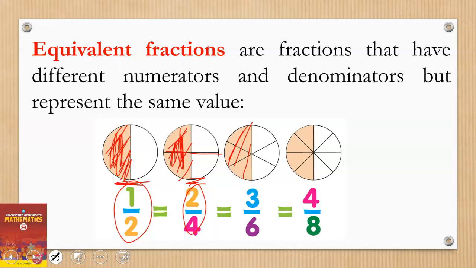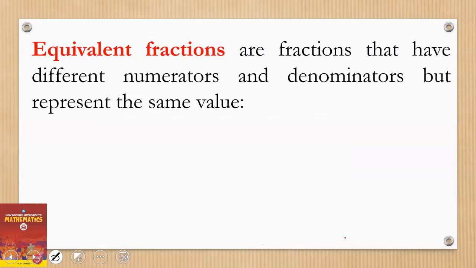Then the fourth one, the same half, the same portion here is divided into 4, and here 2 times 4 makes 8. So we have 4 out of 8. So you can see that these fractions have different numerators and different denominators, yet the shaded size remains the same. That means all the 4 fractions are equivalent. So that is what we call equivalent fractions.